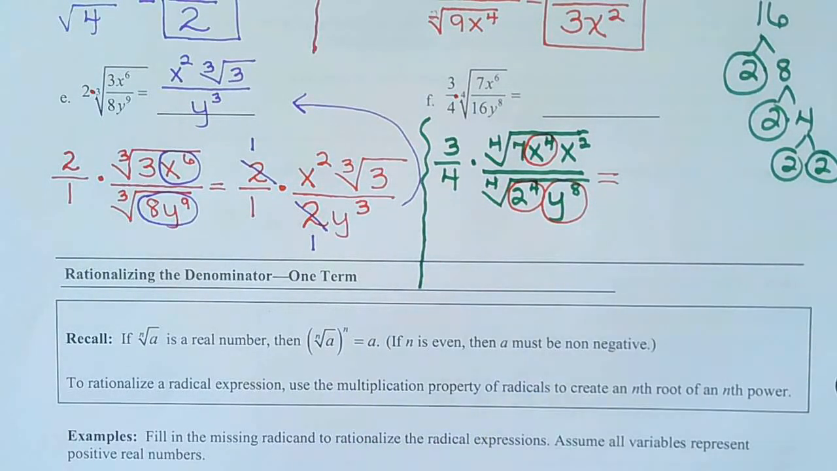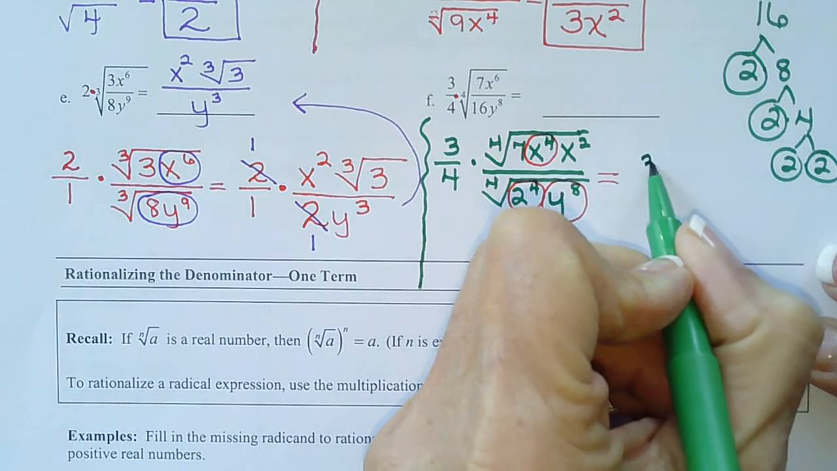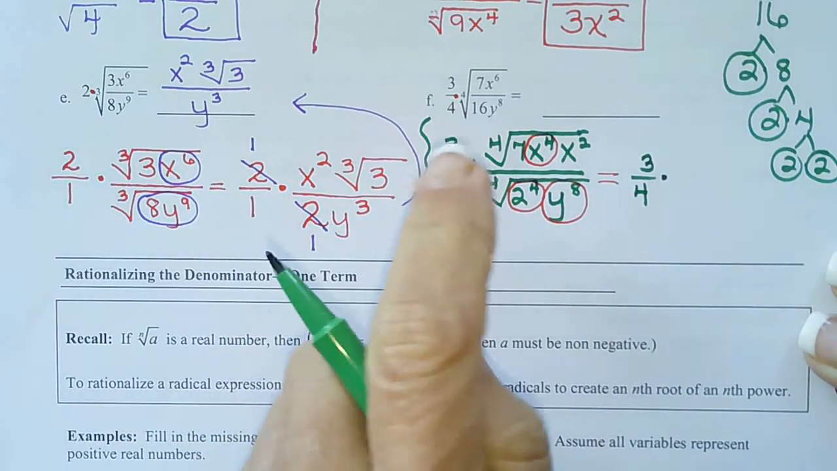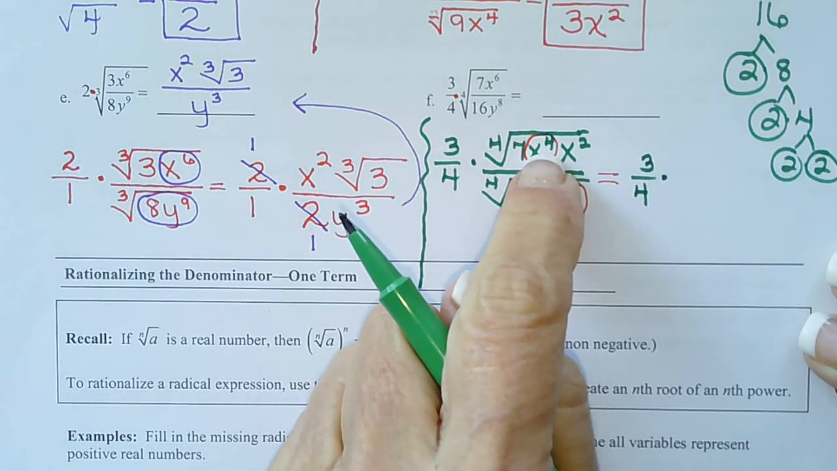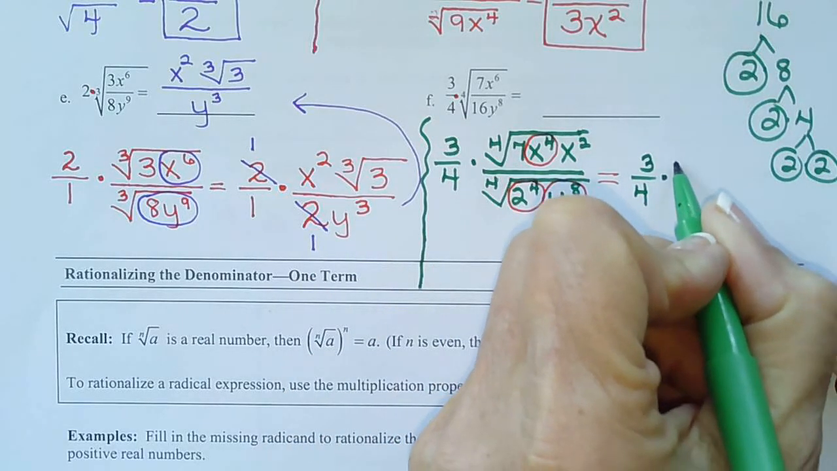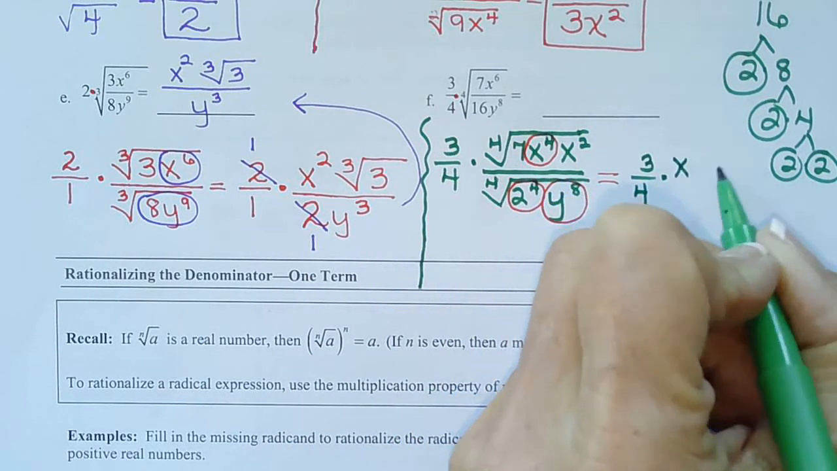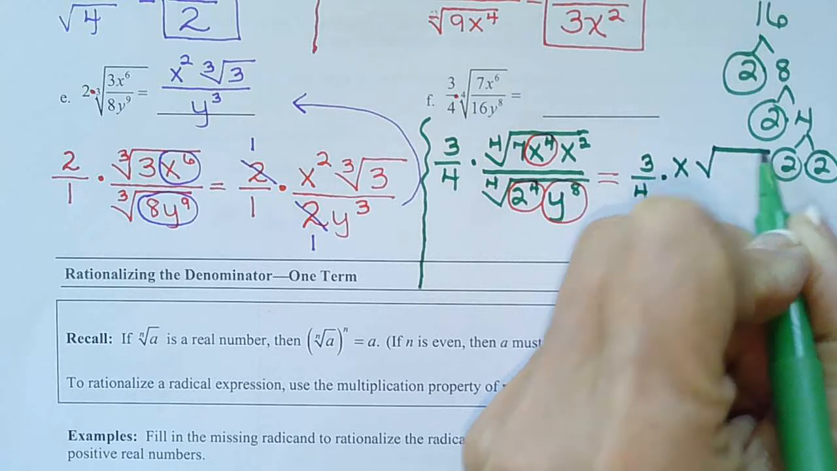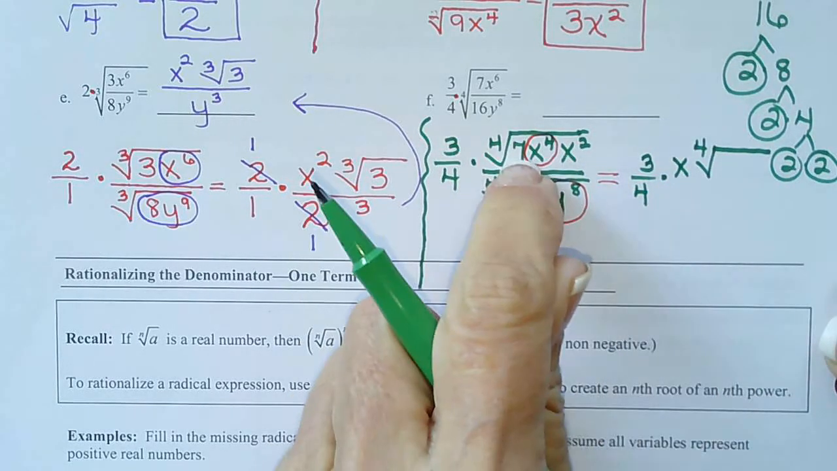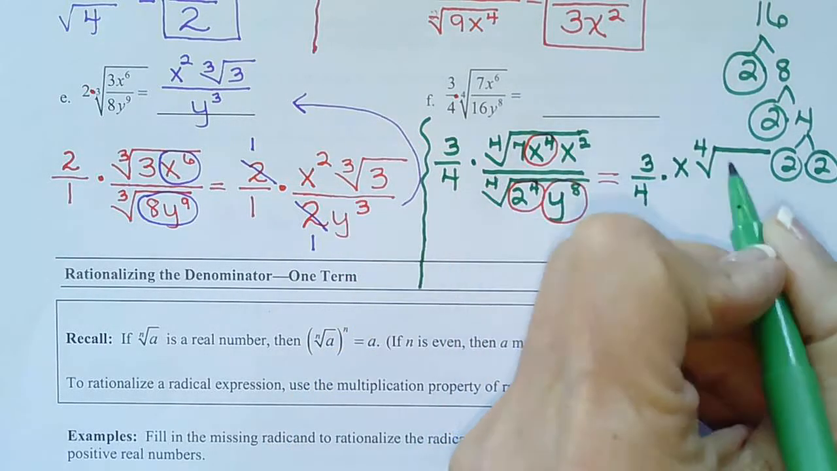Okay, let's write what we have left here. So we still have that 3/4 in front times x. 4 divided by 4 is x to the first. And then under the 4th root, so we did 4 divided by 4, took that x out, then we have 7x squared underneath.